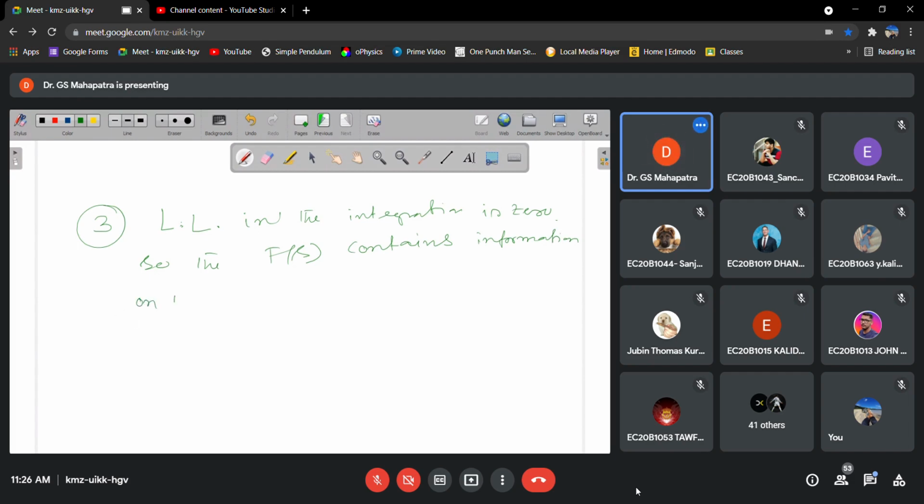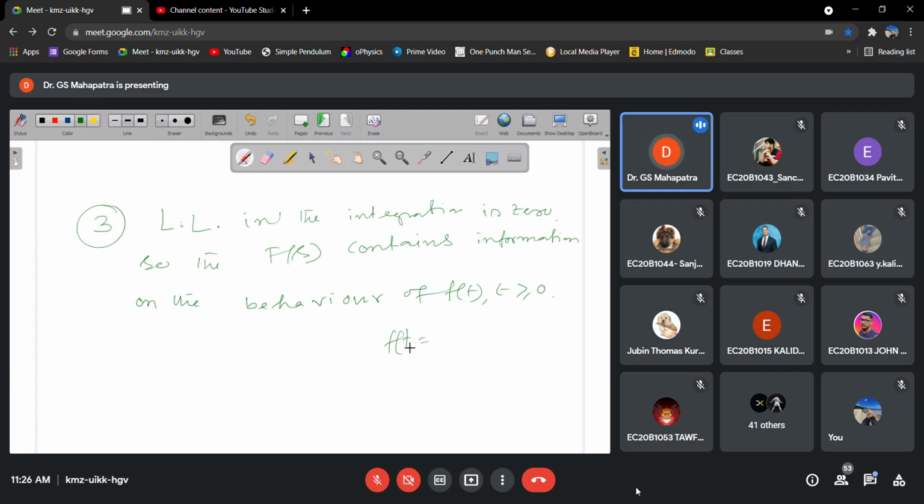Okay, so what do we have to do then? f of t, where t is greater than or equal to 0. Correct. What about t less than or equal to 0? What about t less than or equal to 0? If I give you, find this one.